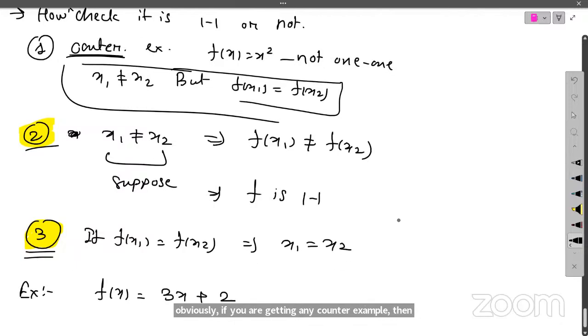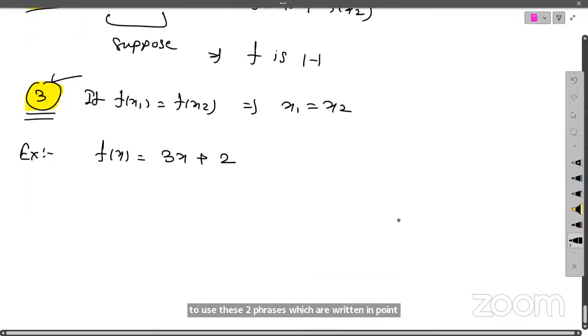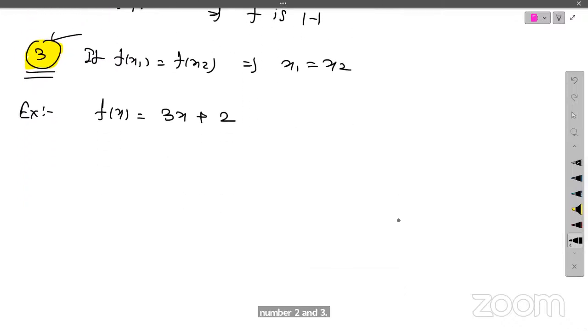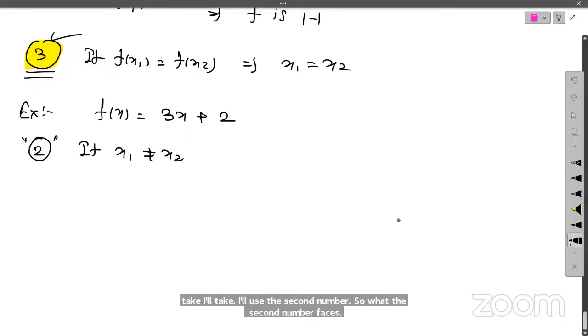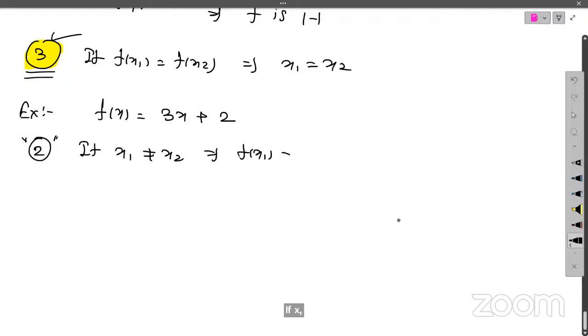But if you are not able to find any counter example, and eventually you have to prove that this function can be a 1-1 function, then you have to use these two phrases which are written in points number 2 and 3. So here is one example: f of x is equal to 3x plus 2. Now I want to prove that this is a 1-1 function. So I'll use the second phrase. What does the second phrase say? If x1 is not equal to x2, then I have to conclude f of x1 is not equal to f of x2. So now this is my hypothesis. I have to take this and conclude this.